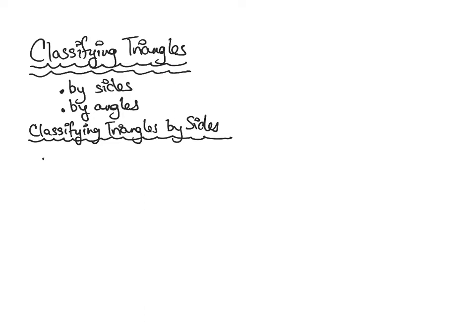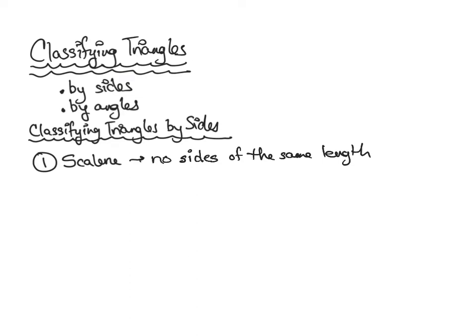Okay, so the first classification is scalene. The reason a triangle would be scalene is because it has no sides that are the same length. That's the definition. And what would it look like? It would look like something like this, where this side has one line, this side has two, this side has three, indicating that they're all of different lengths.